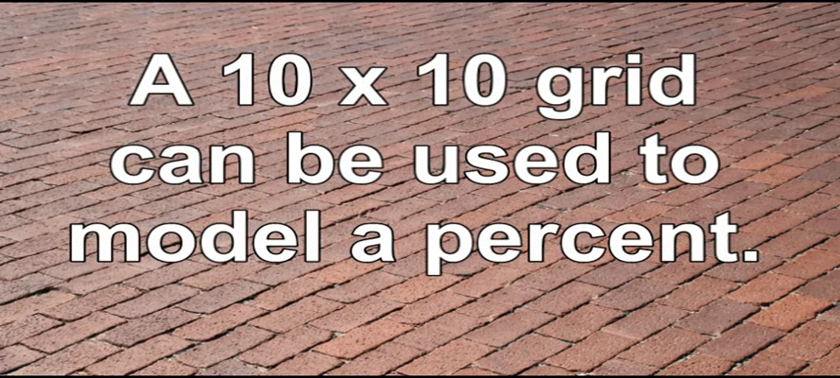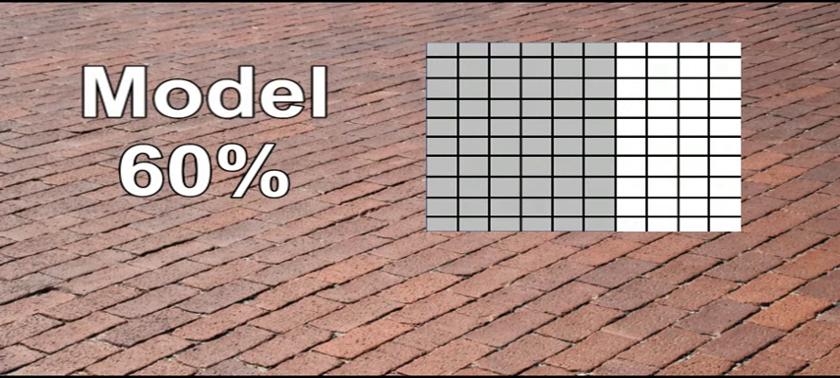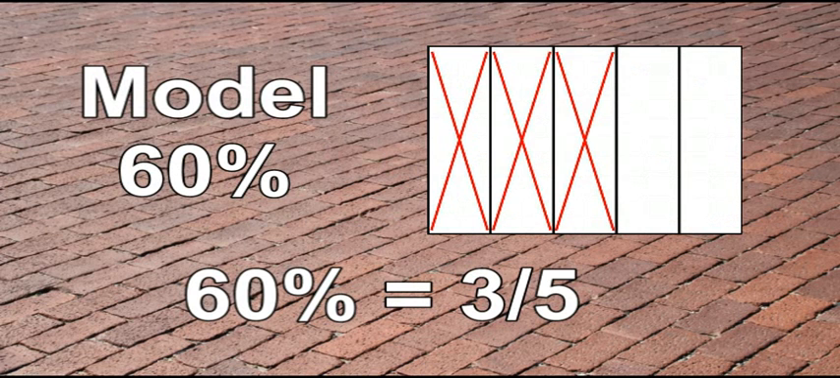Another way to learn about percents is to model it. A 10 by 10 grid can be used to model a percent. For instance, to model 60%, you would use a 10 by 10 grid because it has 100 squares and shade in 60 of the 100 squares. By using the model, you could visualize and see that 60% shades in more than half or 50% of your model. You could also use the model to show that 60% would take up the same amount of space as 3/5. 60% as a fraction would be 3/5.